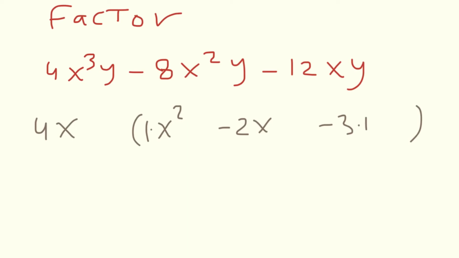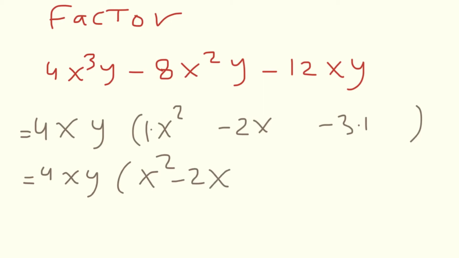If you look at the y's, you have a y here, a y here, a y here. So I can take this y as a common factor, and of course nothing remains here. So that's it. Let me write this more clearly. That means 4xy times x squared minus 2x minus 3. So you took the common factor, and this is the first step.